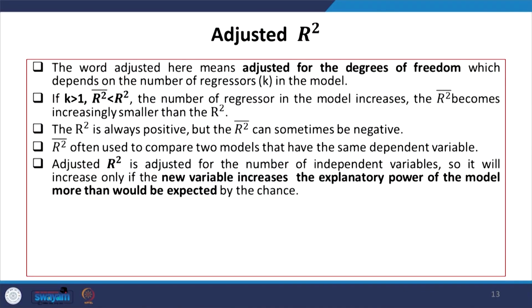If k is greater than 1, then adjusted R bar square is less than R square. This is going to be an important question in almost all analytical contexts. So, if k is greater than 1, then adjusted R square is going to be lesser, and that is usually the case. Of course, in multiple regression your k is greater than 1.